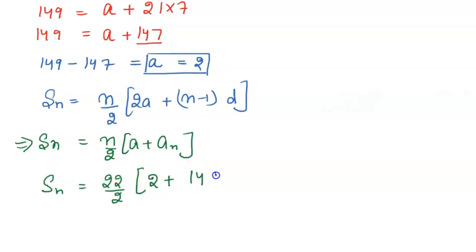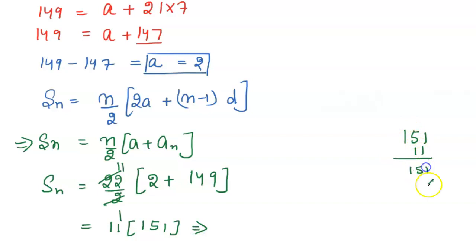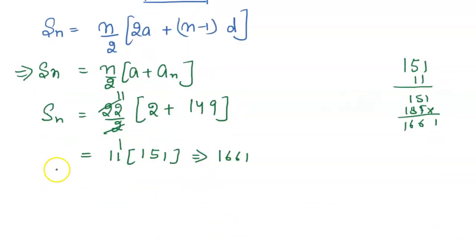plus an is 149. Further simplify this: 2 ones are 2, 2 elevens are 22, so it is 11 into 149 plus 2 is 151. Now calculate this: 151 into 11 is 1661. So the sum of the 22 terms is 1661. This is the required answer for this question.